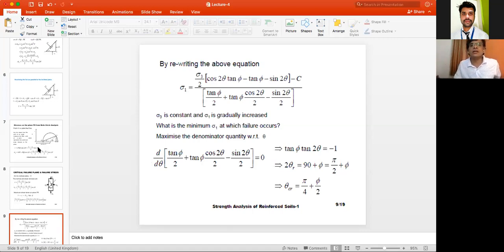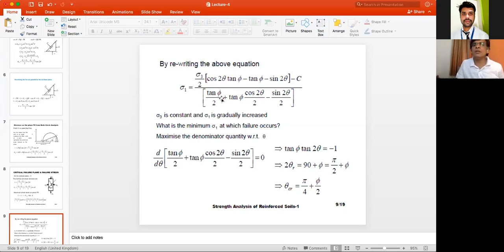When you rewrite the above equation, sigma 1 is equal to sigma 3 by 2 cos 2 theta tan phi minus tan phi minus sin 2 theta, minus C, upon tan phi upon 2 plus tan phi cos 2 theta by 2 minus sin 2 theta by 2. In this, we are supposed to find out the critical failure angle, that is theta.